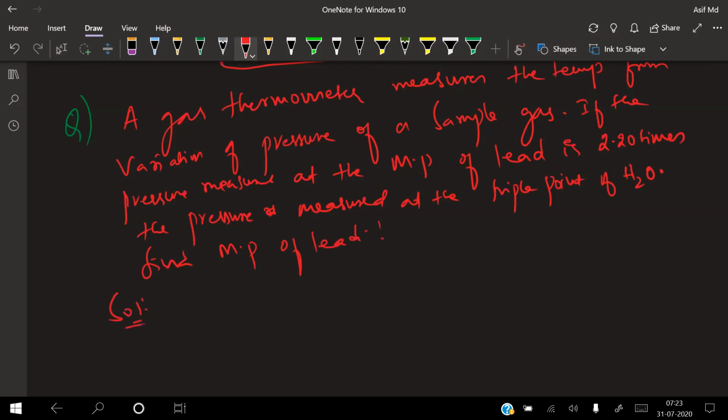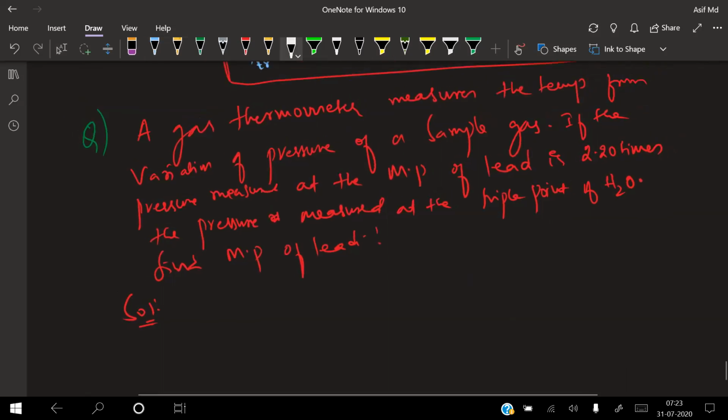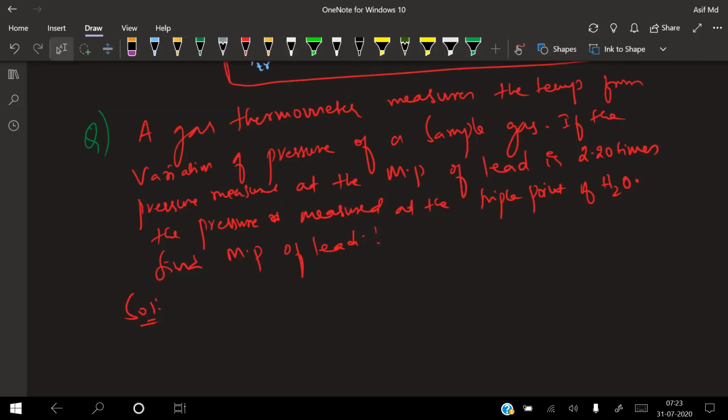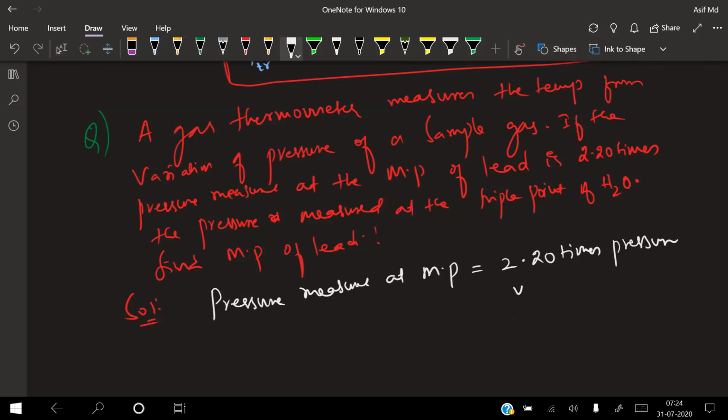What is the data given in this problem? A gas thermometer measures the temperature from the variation of pressure of a sample gas. If the pressure measured at the melting point of lead is 2.20 times the pressure measured at the triple point of water, find the melting point. I am writing the given condition here: pressure at the melting point equals 2.20 times the pressure measured at the triple point. This is the given data.